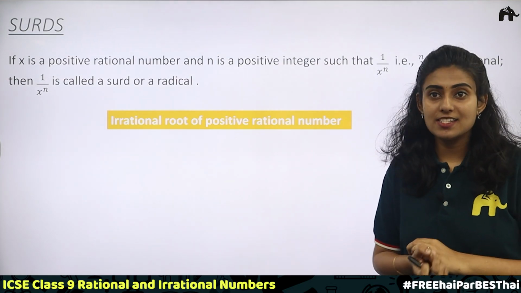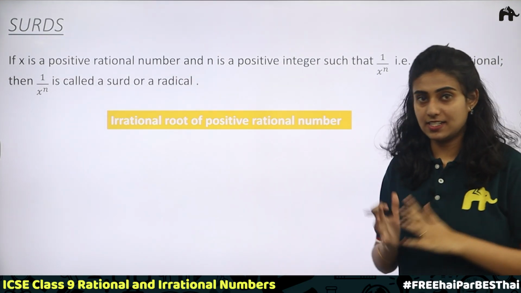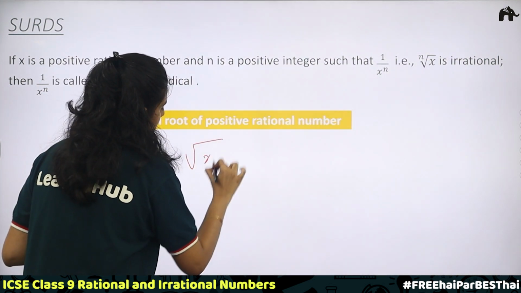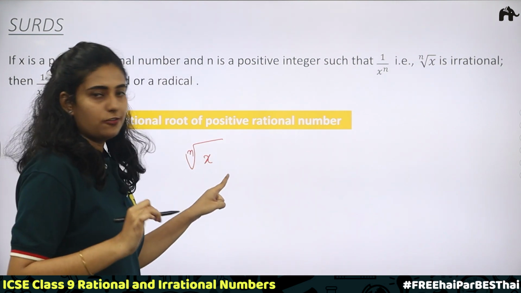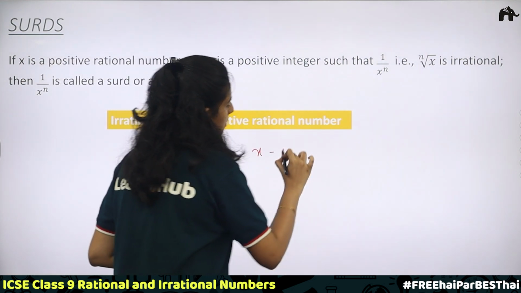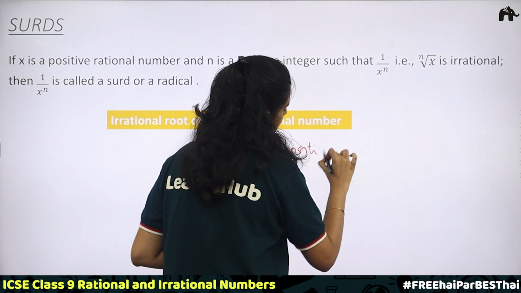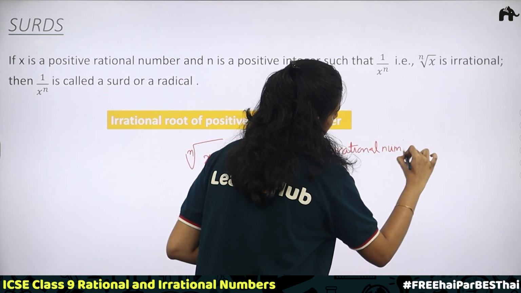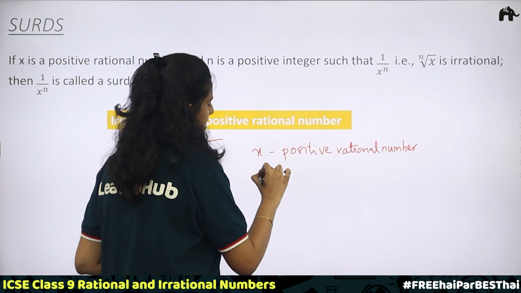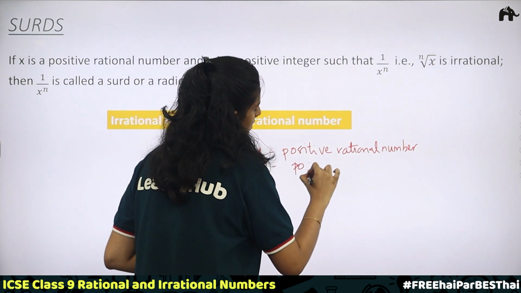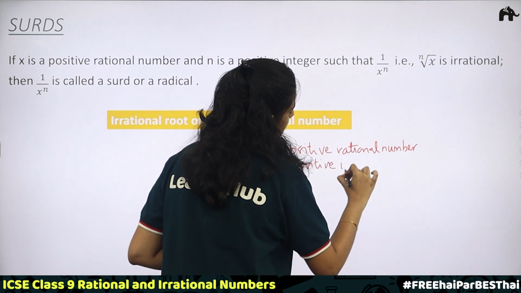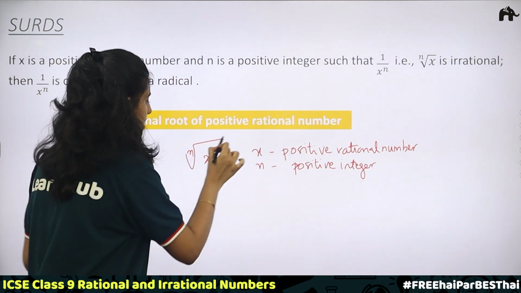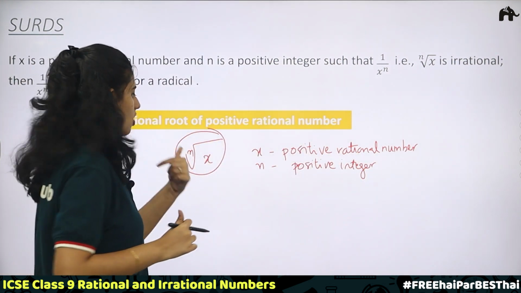To understand rationalization, first we need to understand what surds are. For example, take this form, the nth root of x. Here, x should be a positive rational number and this n should be a positive integer. Okay, so this form is a surd and this is an irrational number. Then we call it a surd.